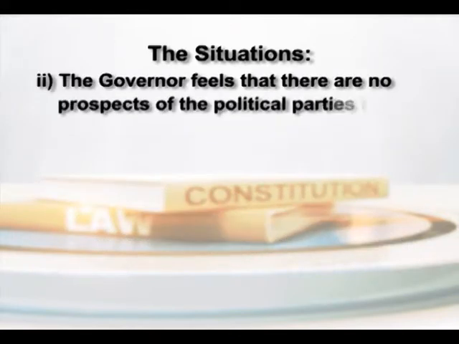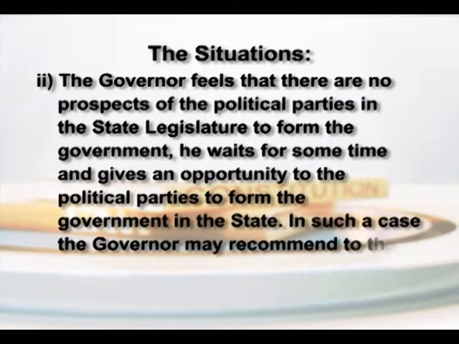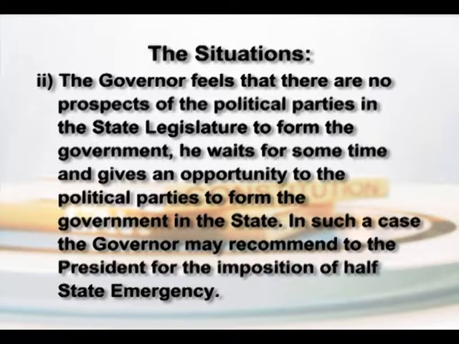Secondly, if the Governor feels that there are no prospects of the political parties in the state legislature coming together to form the government, he will wait for some time and give an opportunity to the political parties so that the formation of the government in the state becomes a possibility. In such a respect, the Governor may recommend to the President the imposition of President's rule. But such an action on the part of the Governor may give rise to serious political controversy, and it may be disliked by a number of political parties existing in the state legislature. One such incident had occurred in Uttar Pradesh when the action of the Governor was highly criticized in the year 1970, particularly after the dismissal of Charan Singh's ministry.